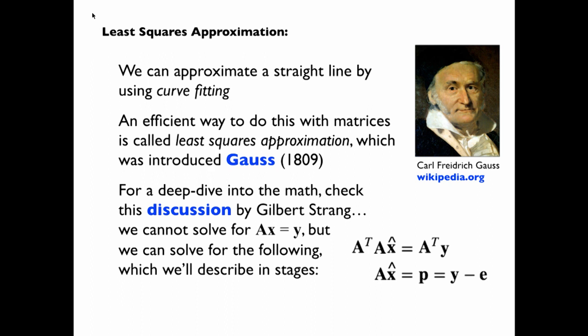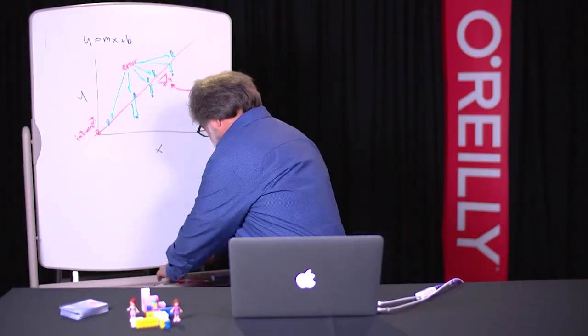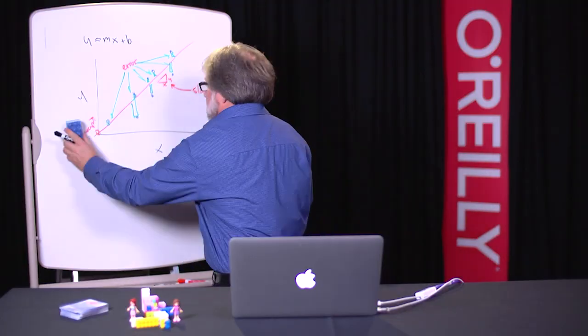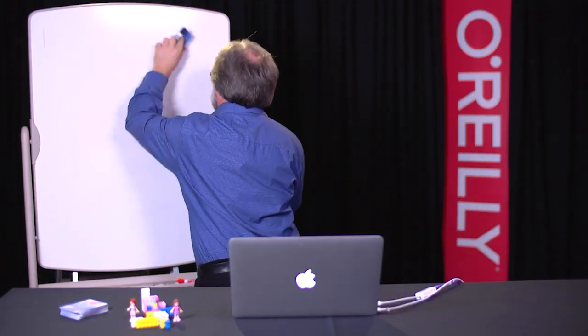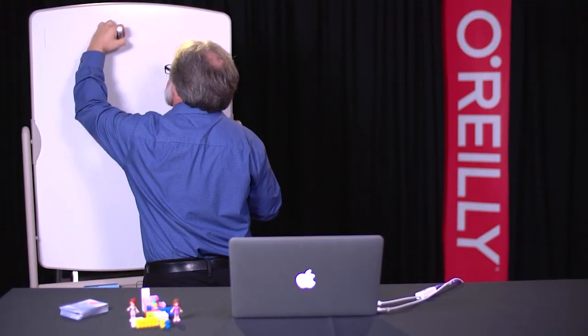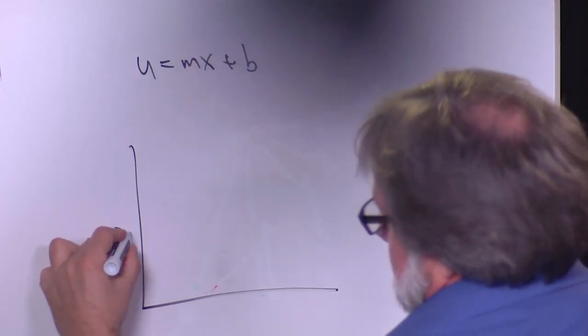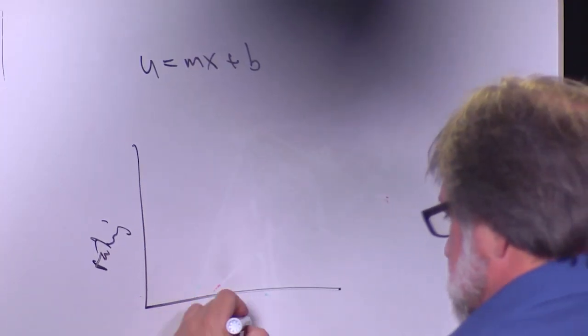There's a really great discussion on all the math involved in this. If you want to check it out, there's a book that I'm recommending at the end of the chapter. The book is by Gilbert Strang. It's an introduction to linear algebra. But I'm going to just go over some of the high points here. If we've got here our points, let's redraw this. y equals mx plus b is what we're trying to solve for. Okay, and we've got ratings, and then months.